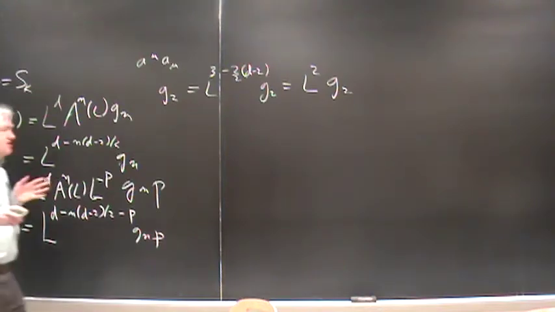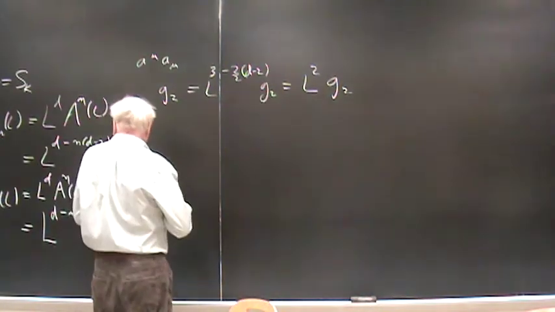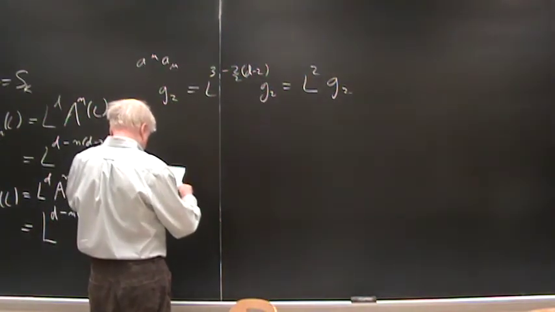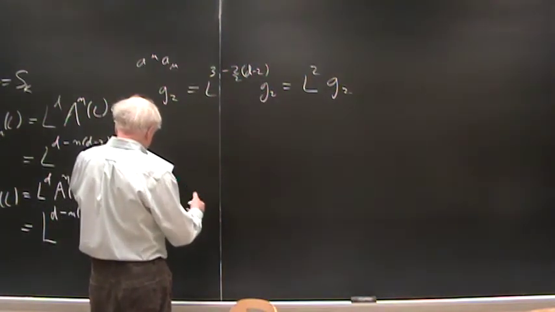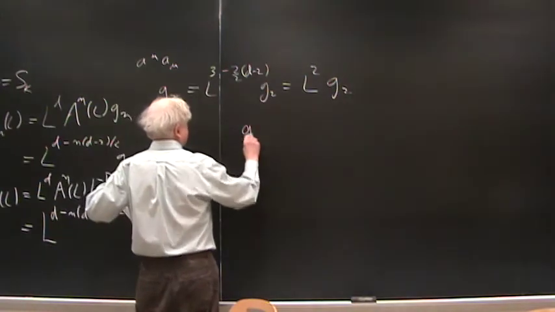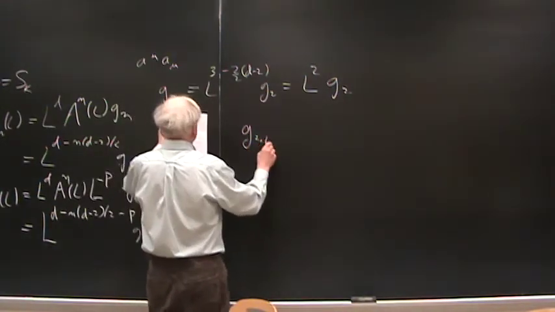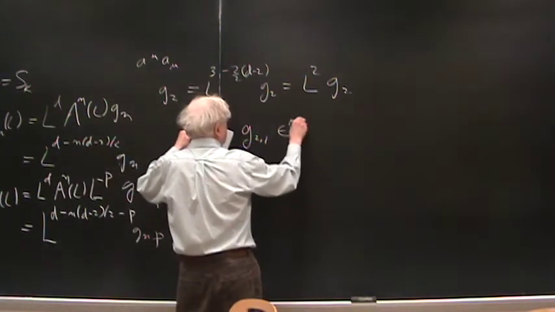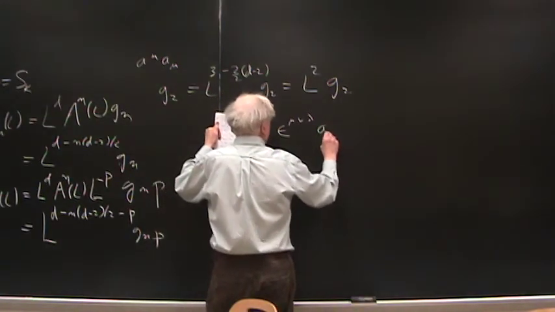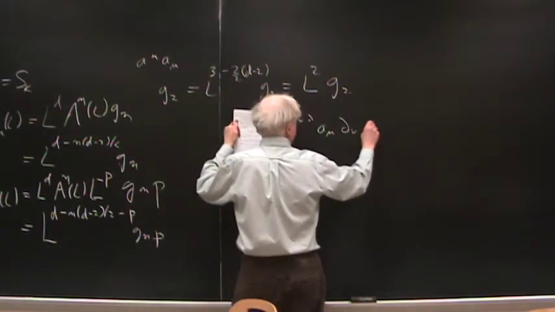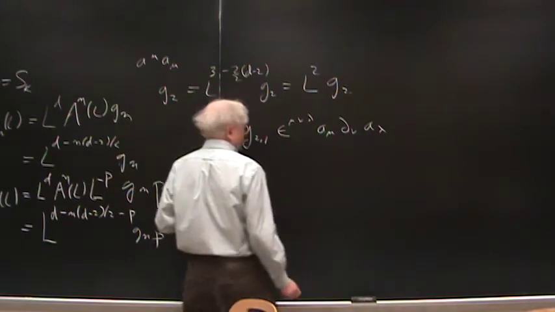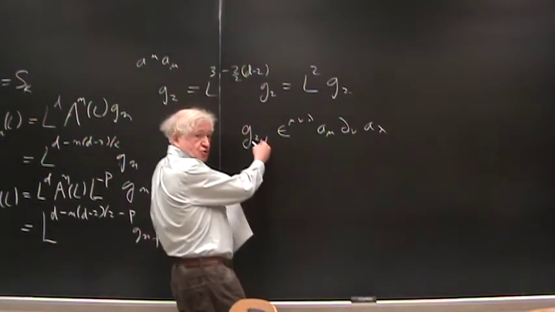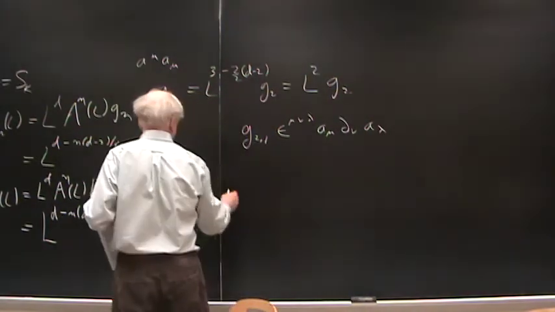One or two lectures ago, we did the Chern-Simons theory, and I'll write it down in a moment. The Chern-Simons theory is this: epsilon mu nu lambda A mu d nu A lambda. So one derivative, two gauge fields.